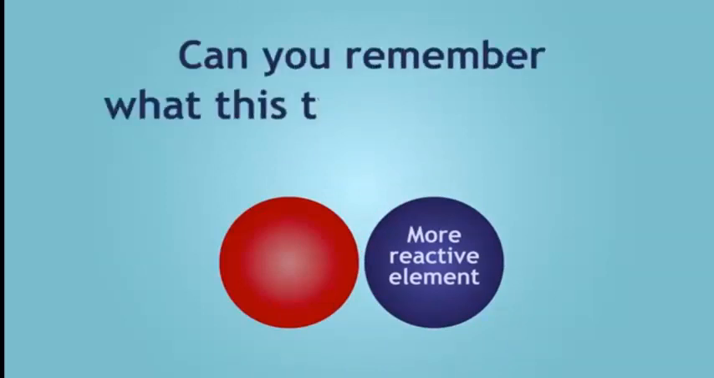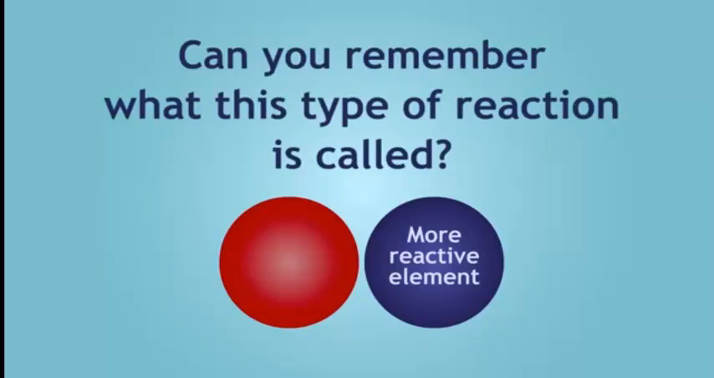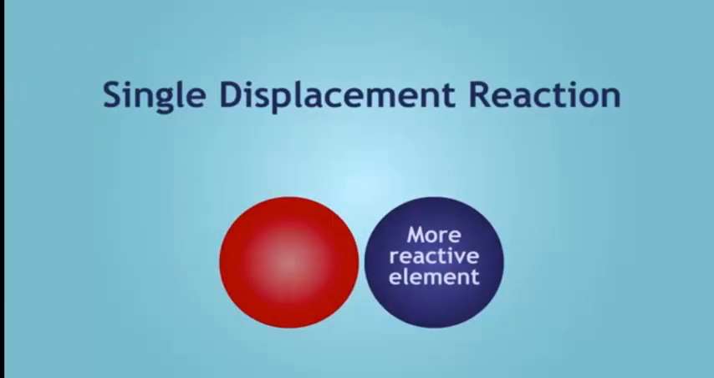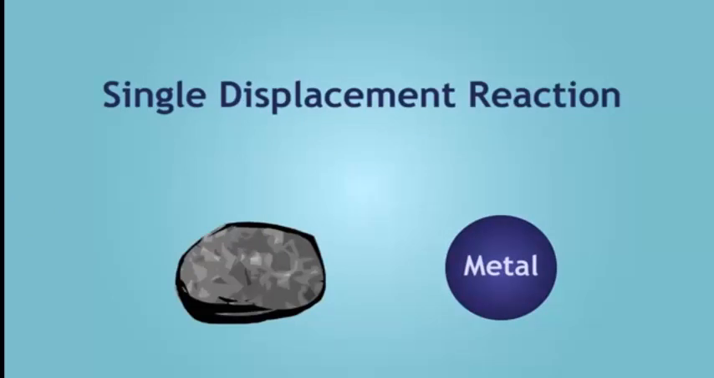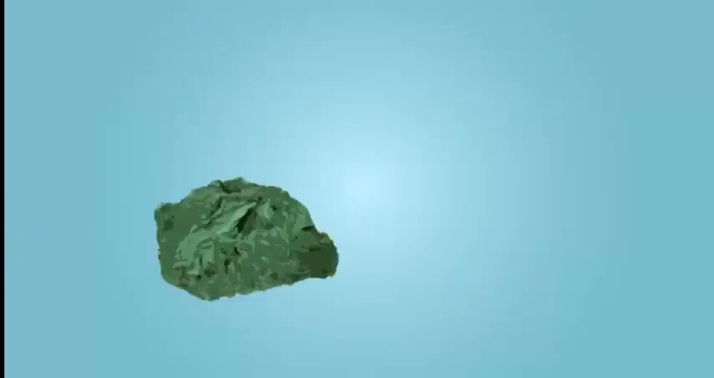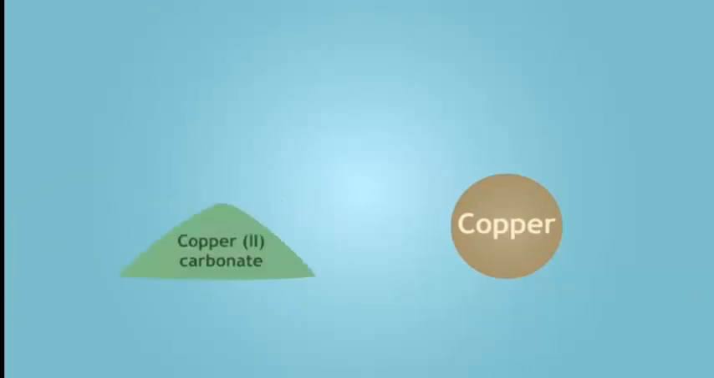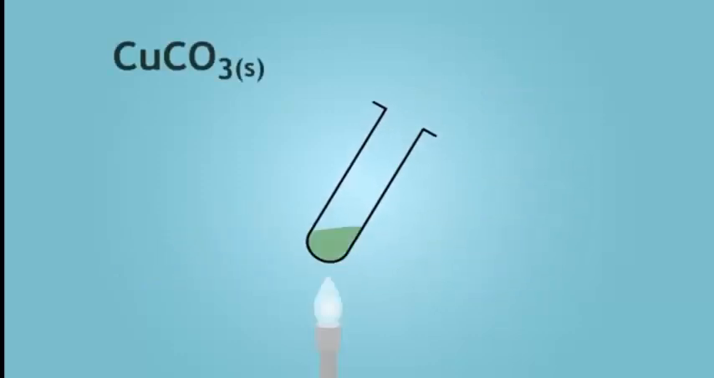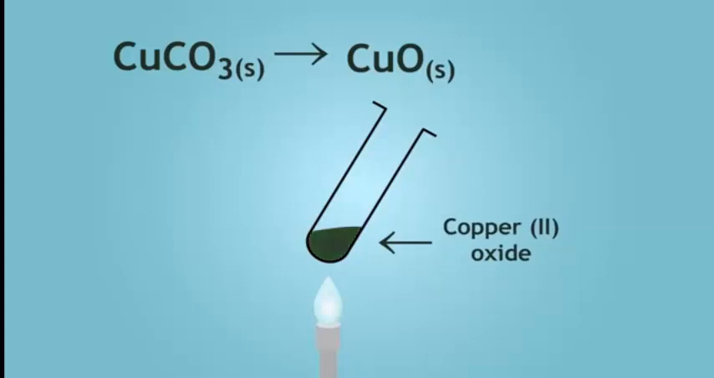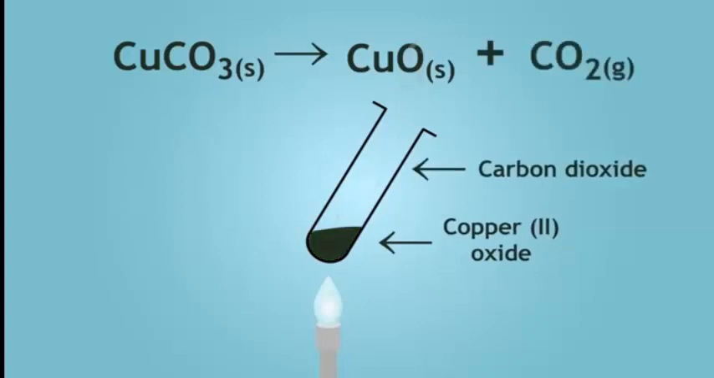Can you remember what this type of reaction is called? Pause, think, and continue when ready. The answer is a single displacement reaction. So to extract a metal from an ore, a single displacement reaction must occur. We can mimic the extraction of copper from malachite using copper(II) carbonate powder. Copper(II) carbonate is a green solid that thermally decomposes to form copper(II) oxide and carbon dioxide upon heating.